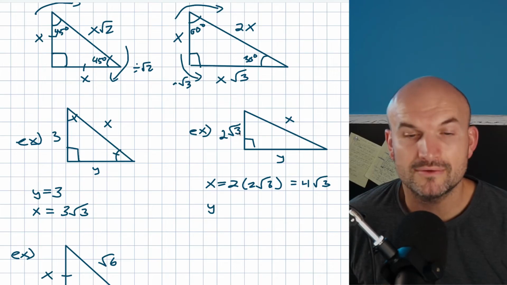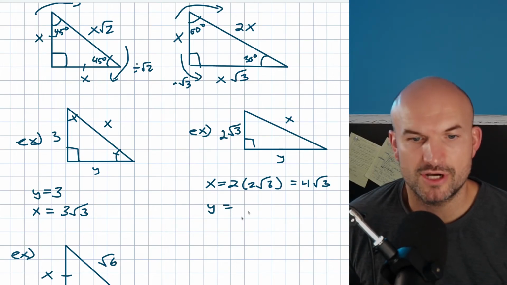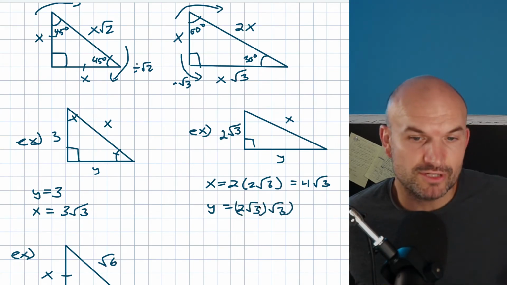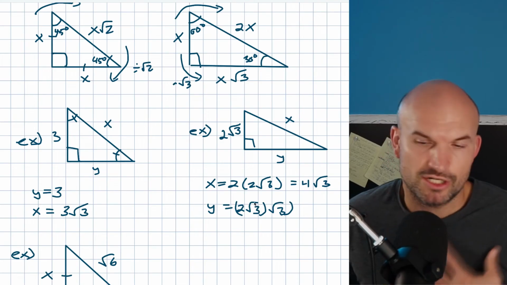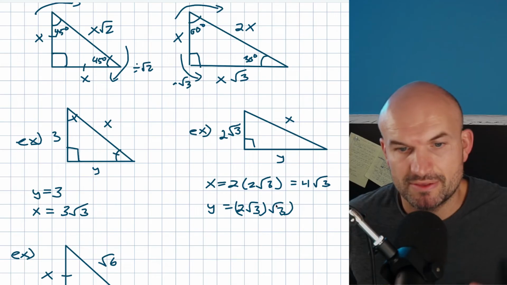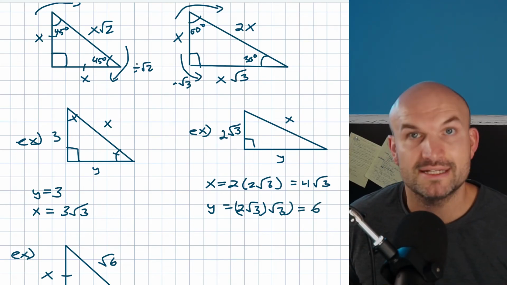Now to solve for y, you're going to multiply by the square root of 3. So that's 2 square root of 3 times a square root of 3. When you're multiplying radicals, you can put that product under the same radical. So square root of 3 times square root of 3 is just going to be 9. Square root of 9 is going to be 3. So 2 times 3 is going to equal 6.